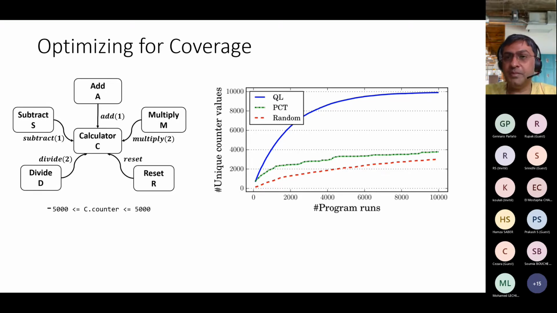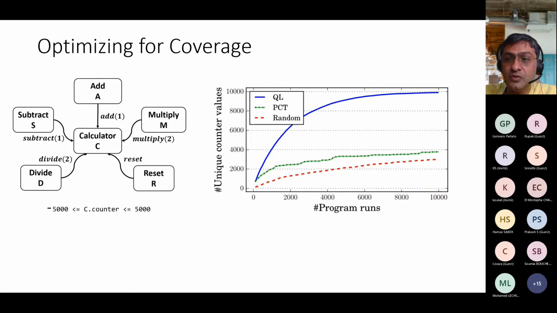So now here's a comparison that compares the coverage that Q-learning can provide versus the coverage that some of these previous exploration techniques can provide. So in these graphs, the x-axis is the number of times the program was re-executed, the amount of exploration that the algorithm was allowed to perform. And the y-axis is counting the number of unique counter values that we have seen so far in the exploration, right? So these graphs are naturally monotonically increasing. So, random and PCT, think of them as previous techniques, they give you this kind of a coverage.